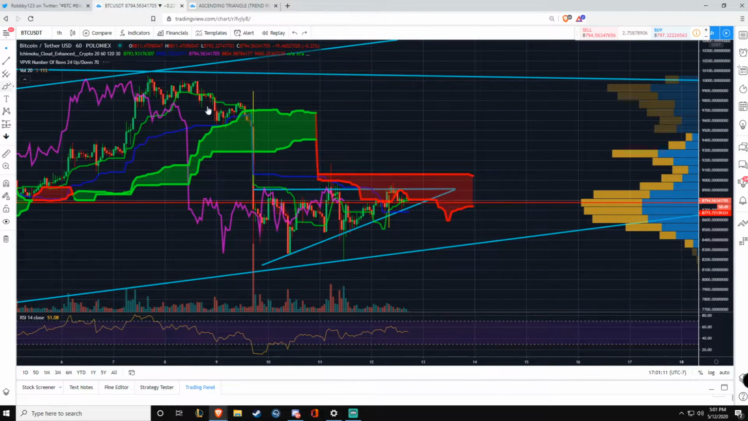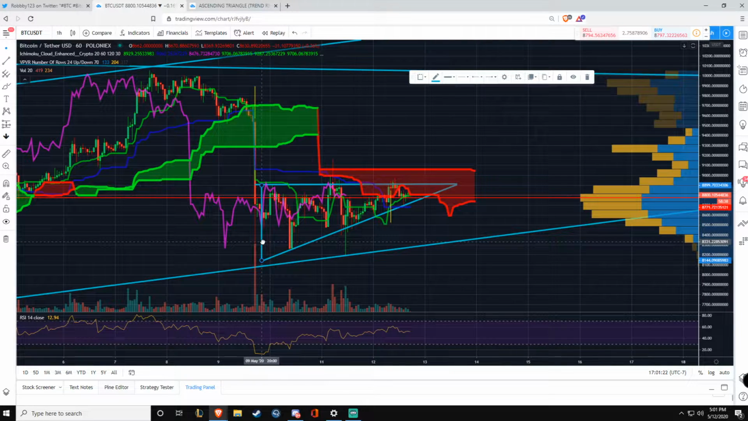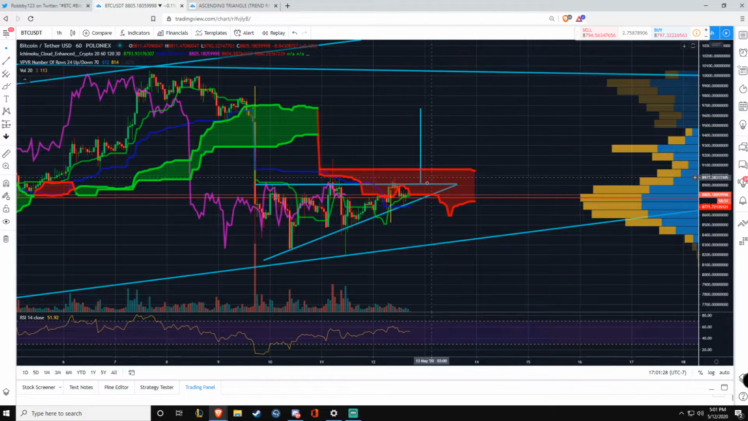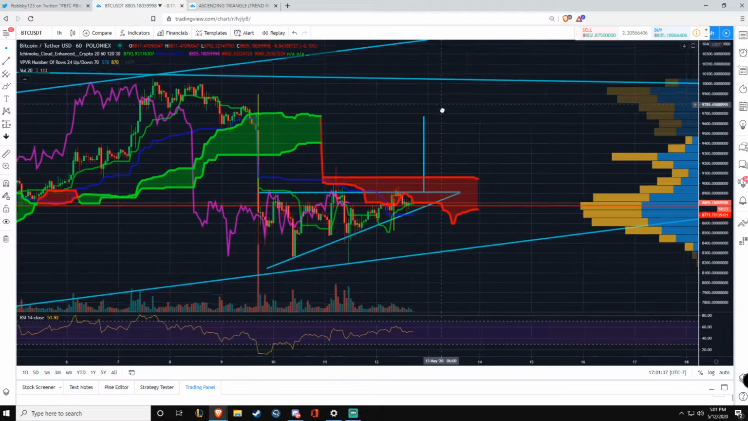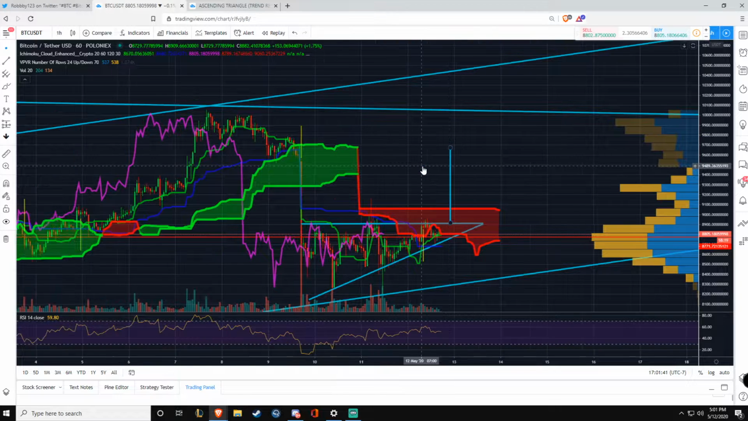If you want to get the target here, what you do is draw a line from the mouth of the triangle. The mouth would basically be the first two points of contact right here, where it really made the pattern, and that'd be right here. All you do is add it to the top, and we can see that a breakout target would be around 96, 97, which, just logically, is going to take us back to those 10K levels.